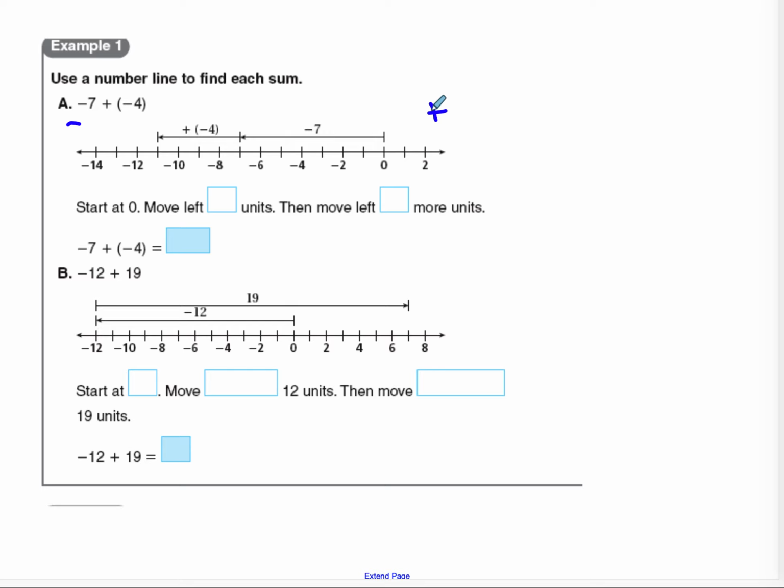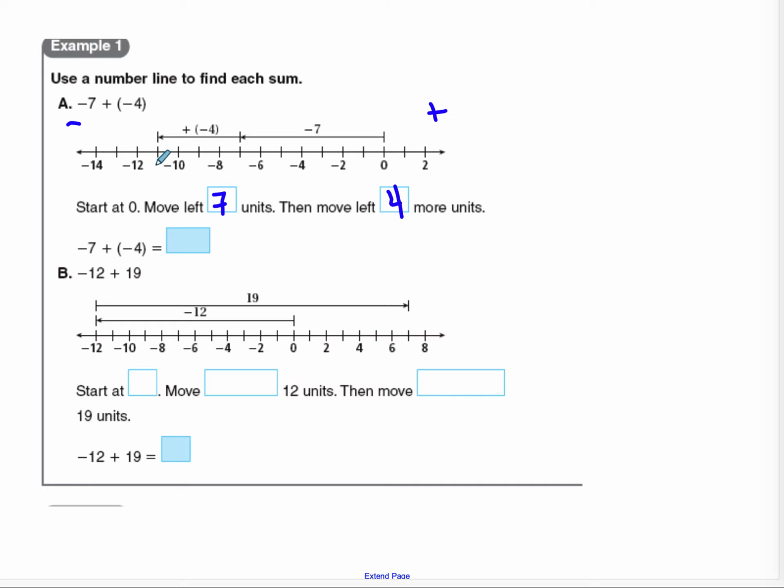So what I mean by that is for this first one, I have -7 plus -4. On my number line, the left side represents negatives and the right side represents positives. See how we start over here with the negatives. You always start addition problems at 0. Negative 7 means we move 7 spaces over towards the negative side. And then plus negative 4 means we're moving 4 more spaces towards the negative side. 1, 2, 3, 4. And then we look to see where we end up. So here were our steps. We moved left 7 units. And then we moved left 4 more units.